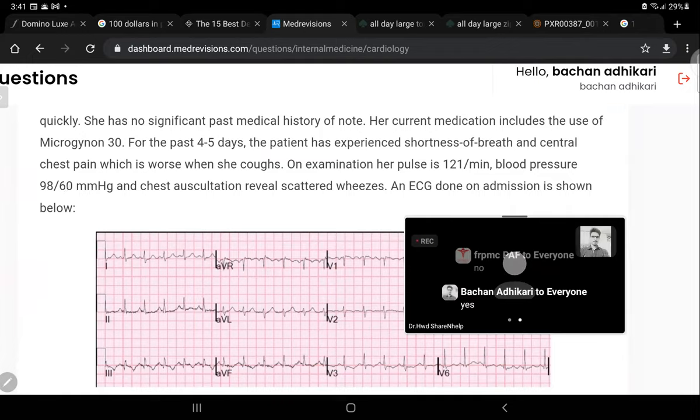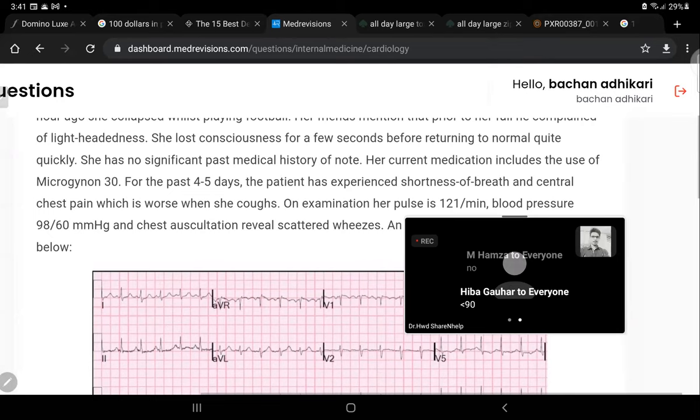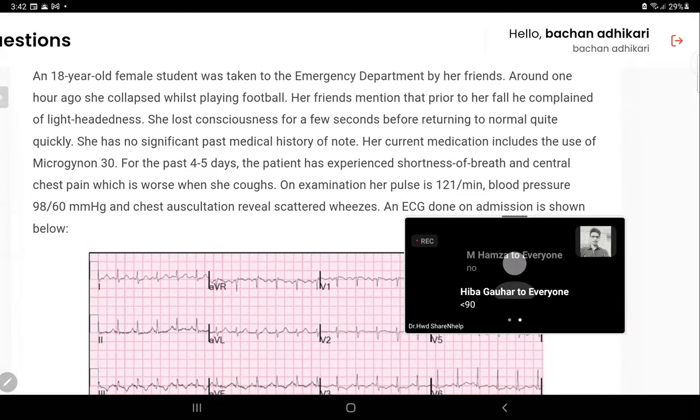98/60, hypotensive? When do you say a person is hypotensive? What is the normal one? Systolic below 90, that is hypotensive. This is 98, all right? Okay, so she has wheezes, right? This is her vitals. Now you've seen it move up. In an ECG question, after the vitals, if you do not have the findings of ECG, move up.